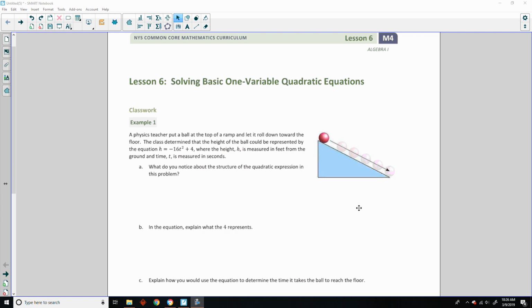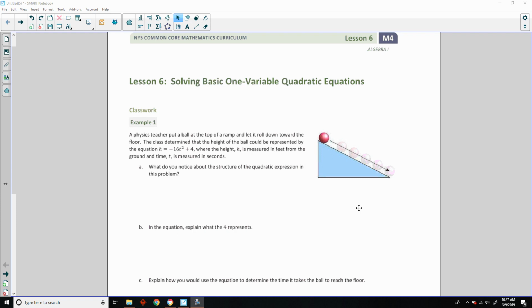Classwork Example 1. A physics teacher put a ball at the top of a ramp and let it roll down toward the floor. The class determined that the height of the ball could be represented by the equation h equals negative 16t squared plus 4, where the height h is measured in feet from the ground and time t is measured in seconds. So it would be feet per second.